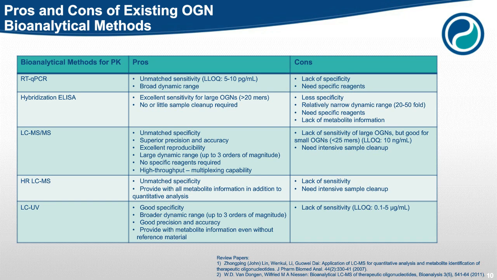In addition to ligand binding methods, chromatography methods can also be used for the analysis of oligonucleotides. Chromatography methods provide better specificity, especially when mass spec is coupled. It can also be used to obtain metabolite information. However, the sensitivity is an issue, and intensive sample cleanup is needed for these methods.